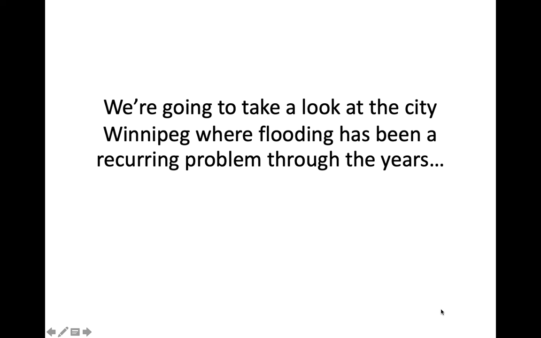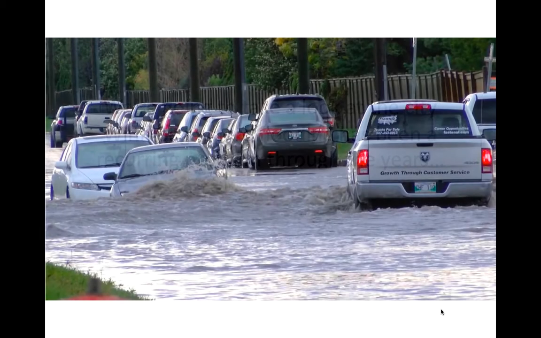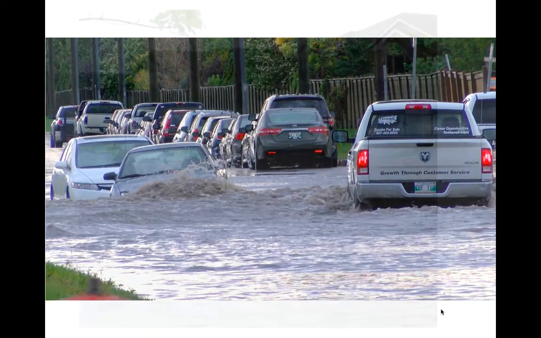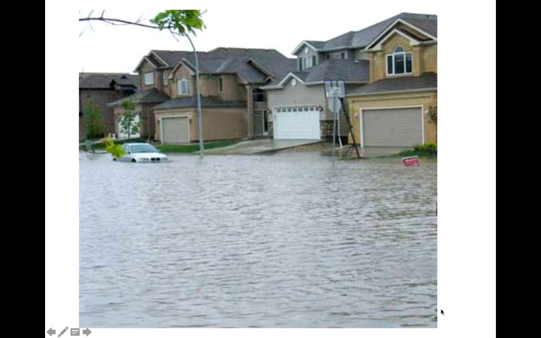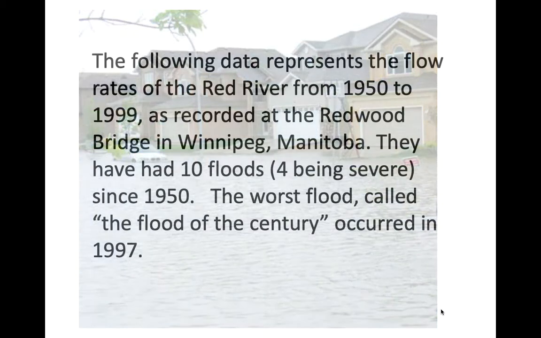We started and jumped right in with an example where we were looking at the city of Winnipeg, where flooding has been a recurring problem through the years. And what we had was some data to show us why this really is an issue. What's happening in the city of Winnipeg is that there's a river that flows through the city called the Red River. Seasonally, the river rises and really gives them a run for their money.